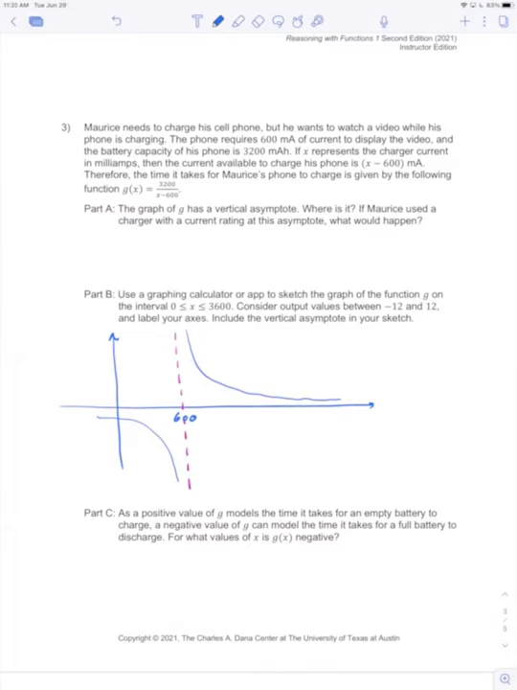All right, so part C. As a positive value of g models the time it takes for an empty battery to charge, a negative value of g can model the time it takes for a full battery to discharge. For what values of x is g of x negative? So the function g of x is negative when x is strictly less than 600.